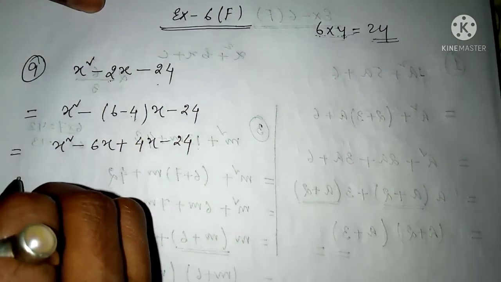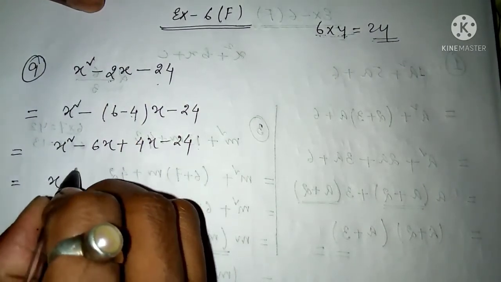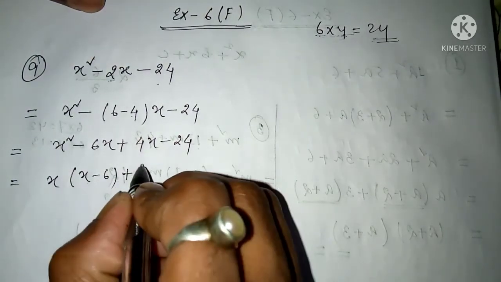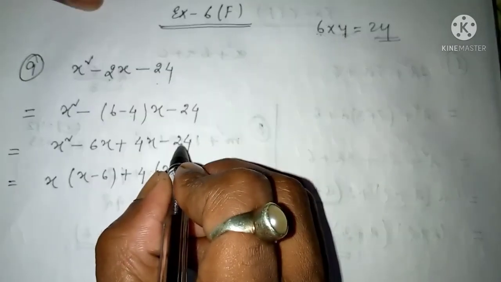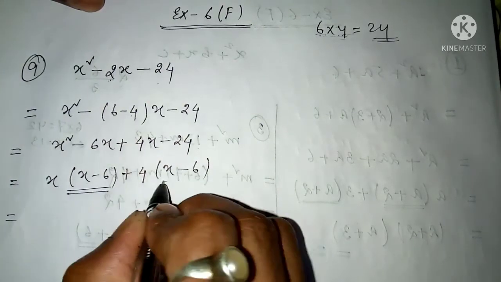Okay, then you can see here, from these two, can I take x as common? Then x will remain here, minus 6 will remain. Then we have a plus here. So take 4 as common, then x minus 4 divides 24 how many times? 6 times. See, x minus 6, x minus 6.